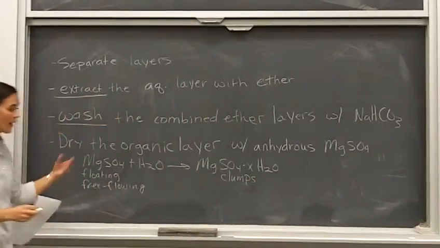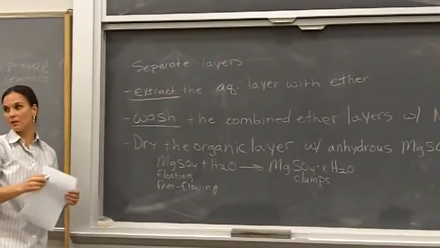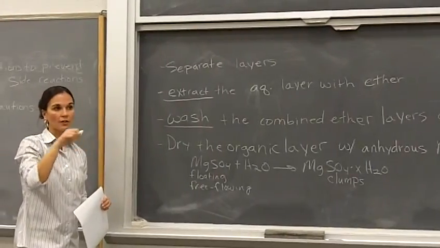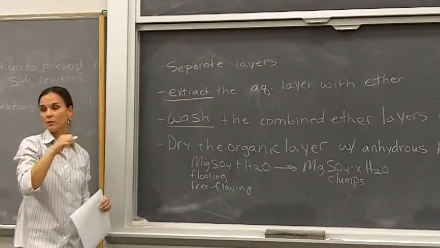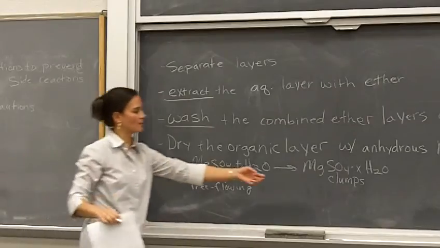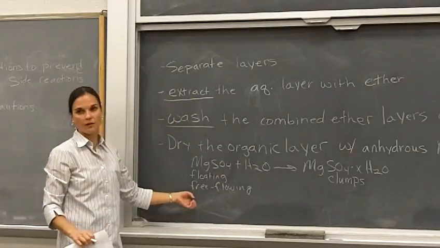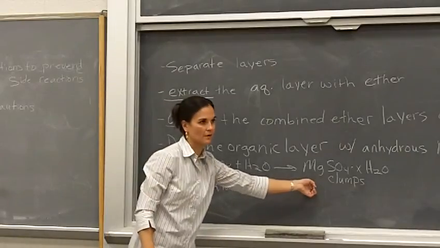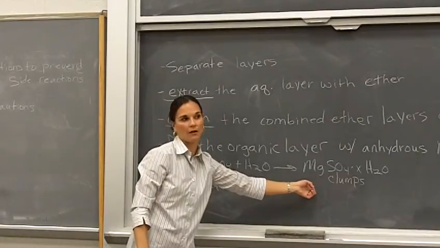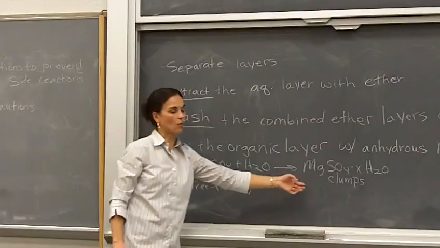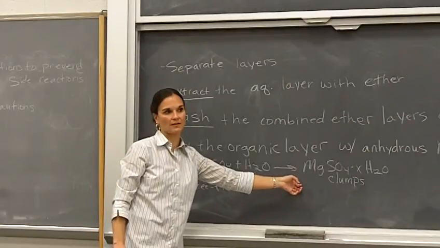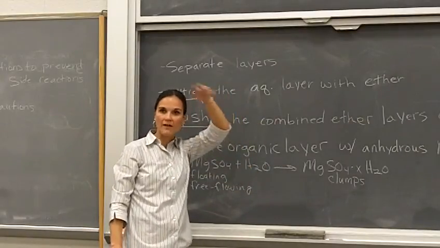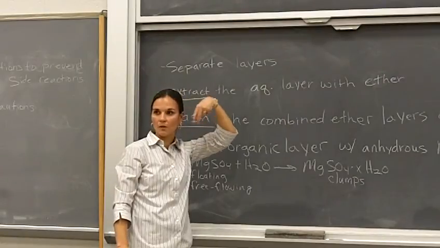So what you want when you add magnesium sulfate, you're going to add it to your organic layer and swirl it around. What you want to see when you swirl it around is some clumps with a little bit of free floating. That means you've got enough in there. If you only have clumps, you potentially haven't dried all the water out, okay? So what you want here is like the snow globe effect. You go to shake it, and you'll have some floating around like a snow globe, okay?